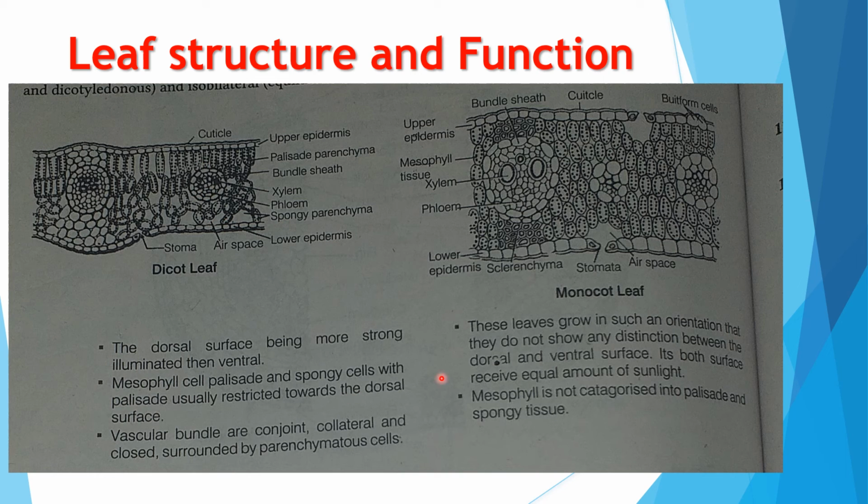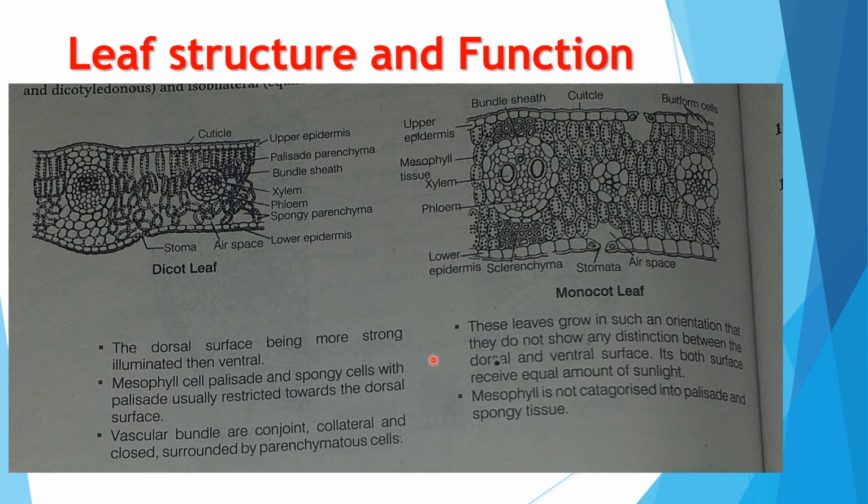Now we are going to discuss the monocot leaf. You can see this diagram. There is an upper epidermis and a lower epidermis. You can see the mesophyll is also present. Xylem and phloem are also present: xylem is in the center position while phloem is in the lower position. Air sacs and stomata are also present, and the cuticle is also present.